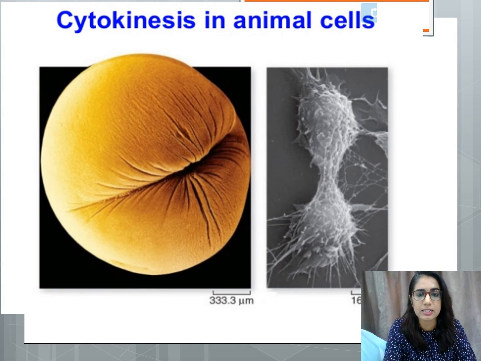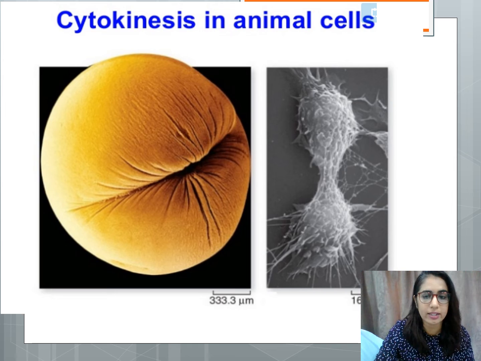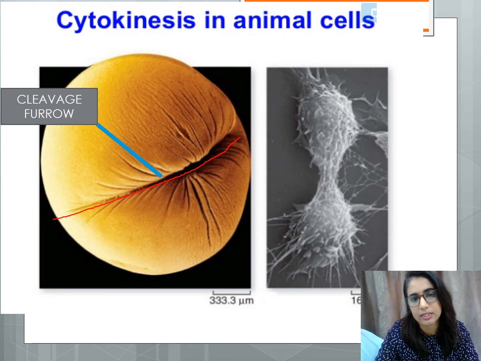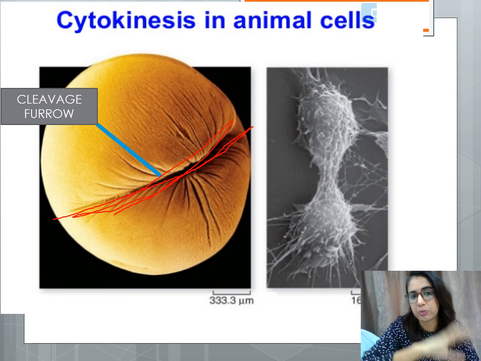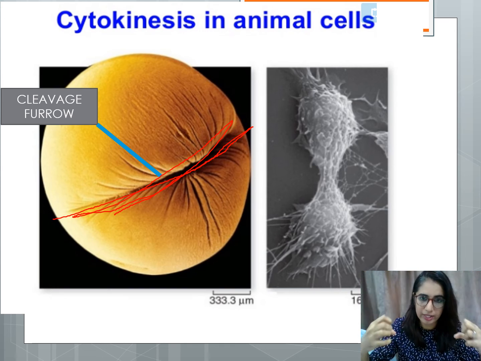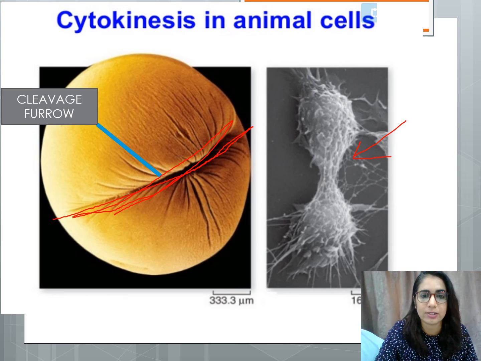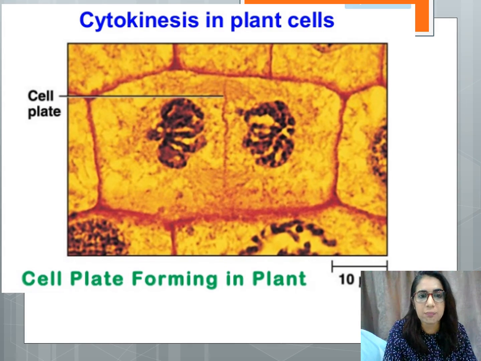So, cytokinesis in animal cells. This is how the cell looks. When the cytoplasm starts to divide, this is known as a cleavage furrow, where it will divide and form two different cells. You can see how it looks from the electron microscope. In plant cells, the cytoplasm cannot divide without a cell plate. So the plant cell will form the cell plate in between the cells, and then the cytoplasm divides.